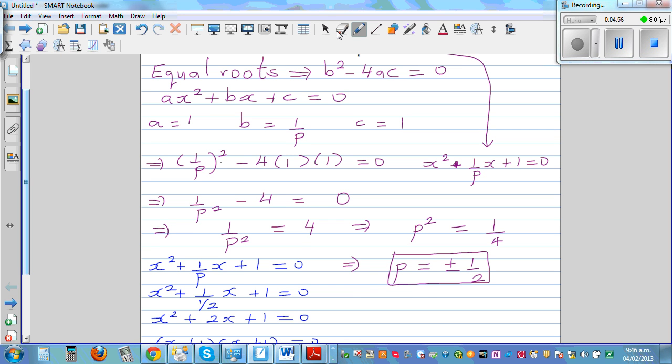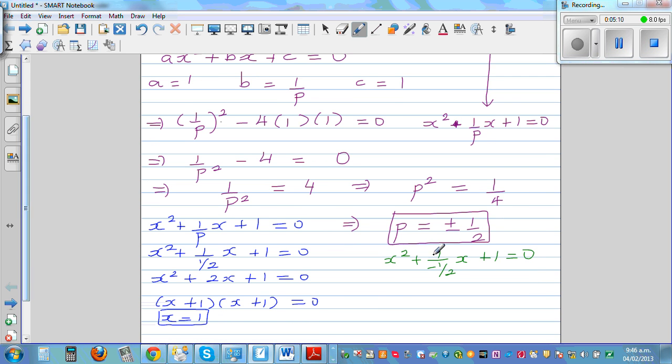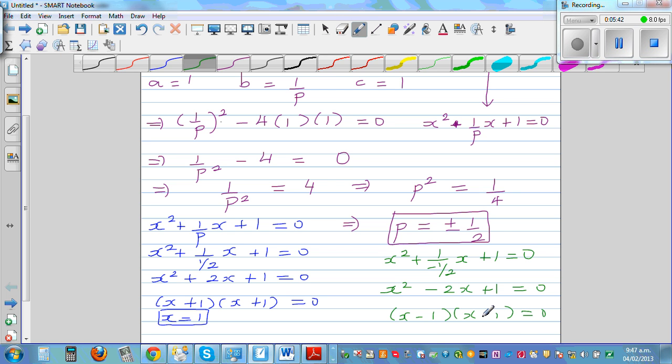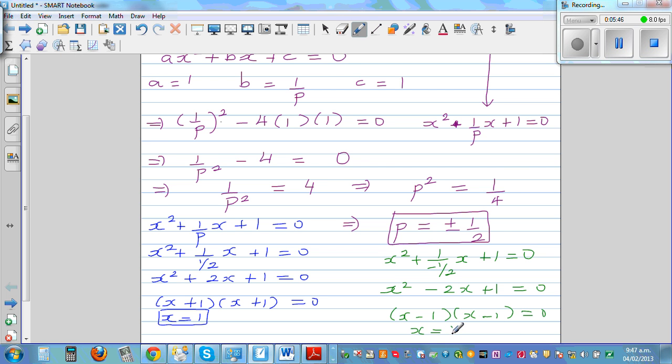Now if you put p as negative half, this will become x squared plus 1 over negative half x plus 1 equal to 0. So this means x squared minus 2x plus 1 is equal to 0. When you factorize this, it is x minus 1 times x minus 1 is equal to 0. So you have only one root. This is x minus 1, so x is equal to 1. So this is what it means.